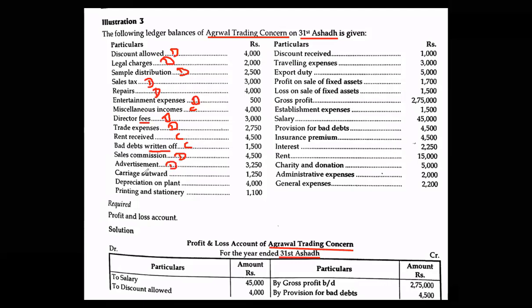Carriage outward. I told you last time also. Carriage inward goes to the trading account, the cost of bringing goods in. But if it is carriage outward, when you sell, you incur a cost. Loading onto a truck to sell something is an expense for you. That will come in profit and loss. Outward is profit and loss, inward is trading account, right? Let us remember. So carriage is also only an expense. That is the debit.